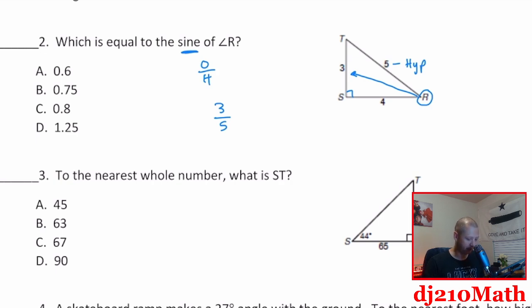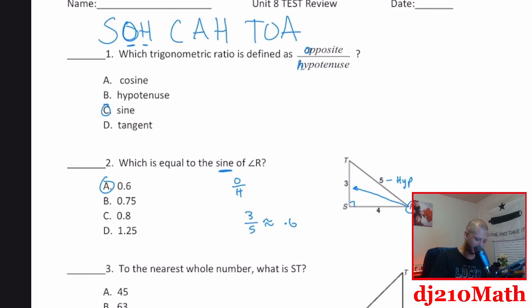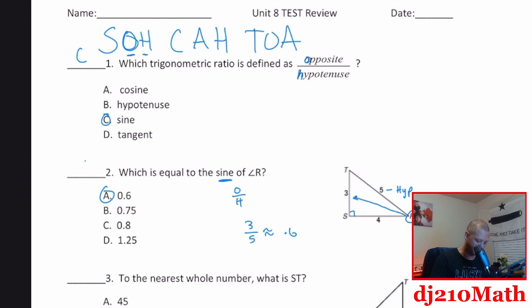Okay, all of our answers are decimals. So let's see what 3 over 5 represents. I type in 3 over 5 and then control enter. It gives me an approximation. It comes out to approximately 0.6. So far we have C and A, right, for 0.6.